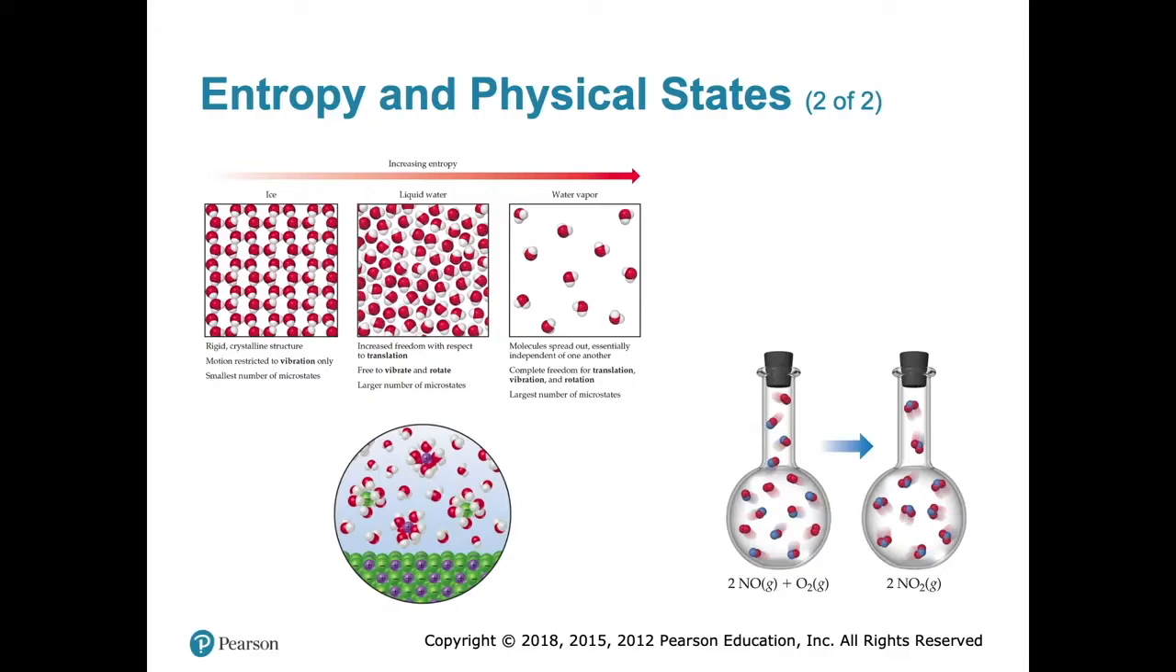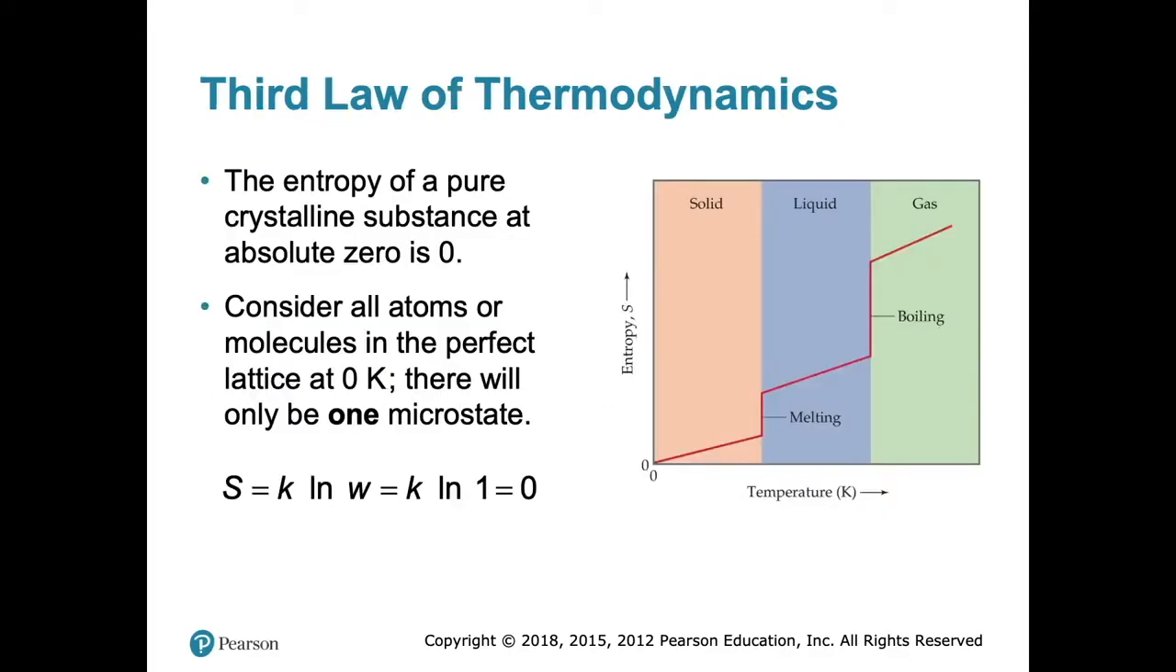So in this reaction right here, did entropy increase or decrease? It did decrease, because the fewer molecules you have, the less entropy you have. The more molecules there are, the more microstates there are, and the more entropy you have. Makes sense? Okay. This takes us to the third law of thermodynamics.